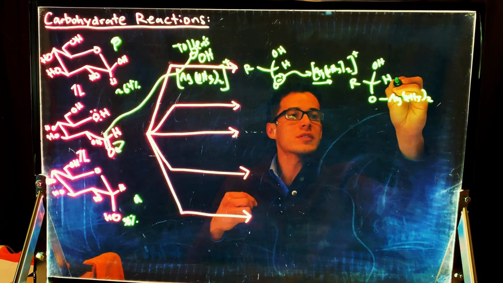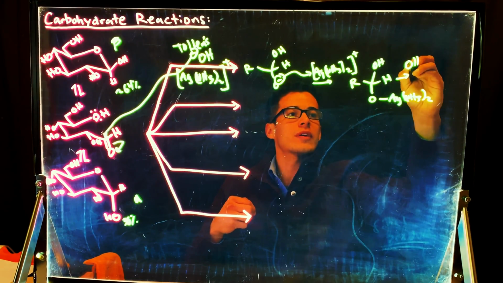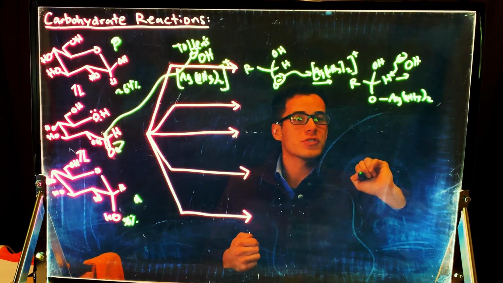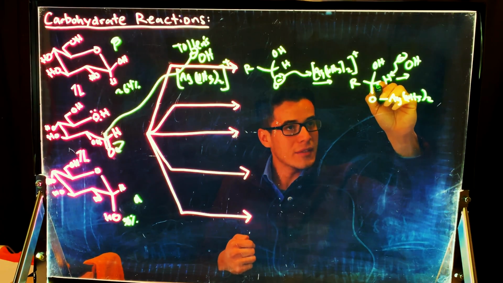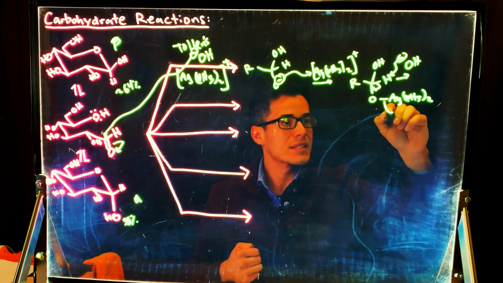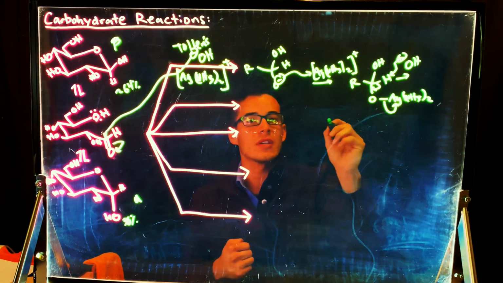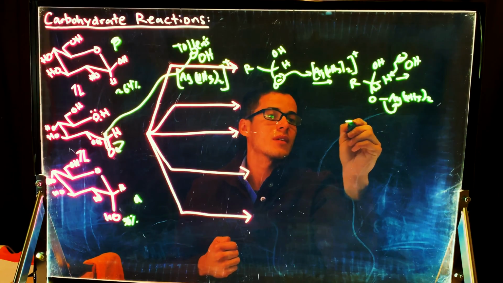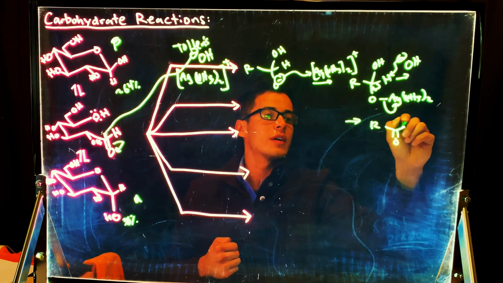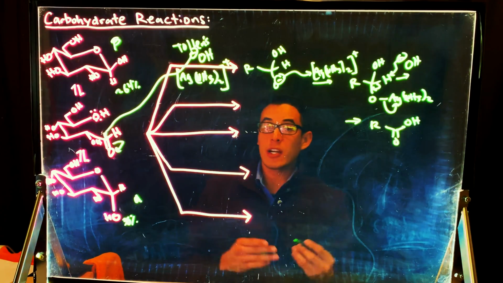Well, if another OH minus is floating around, here's our OH minus. The OH minus can come and grab our hydrogen here. This can form a double bond right in there and kick this group right on out of there. So then let's see what we get. We get R, double bond O. Looks like we get a carboxylic acid.